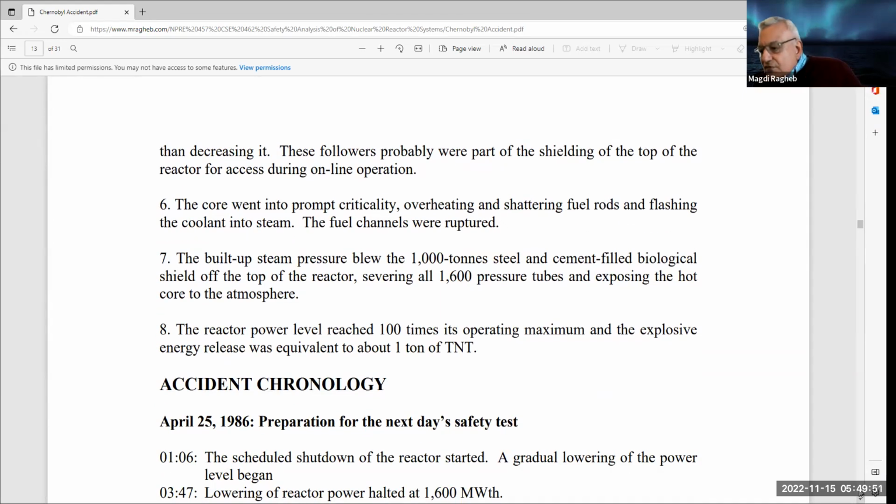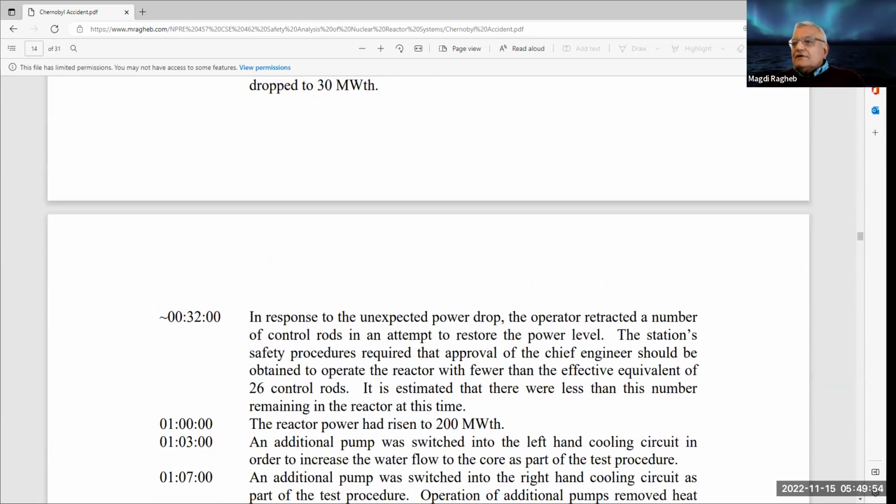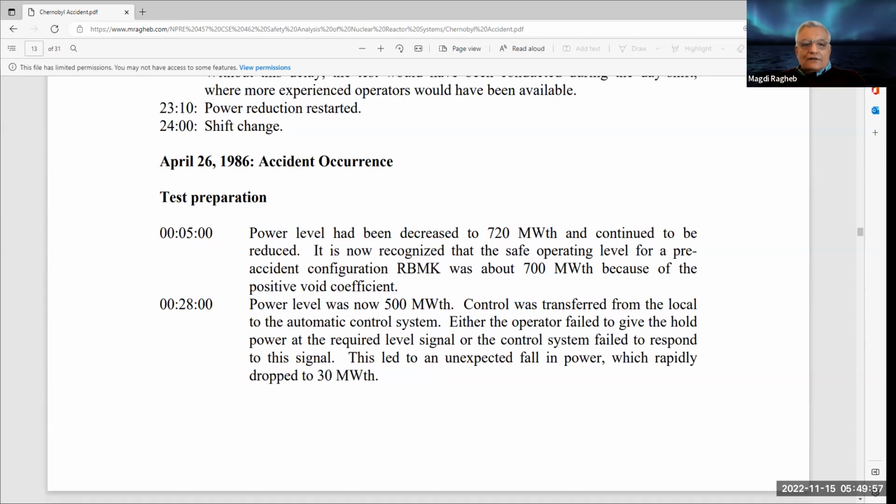Very quickly here in the time that we have left, you'll find that the operator started to reduce the power on April 26, 1986 to 720 megawatt thermal and continued to reduce it. They didn't know that at low power, the reactor has a positive power coefficient of reactivity. They didn't want to shut down the reactor for a long time. They needed power for the city of Kiev, which is the capital of Ukraine. So they kept bringing the power down, and at that point, the reactor became very much more unstable.